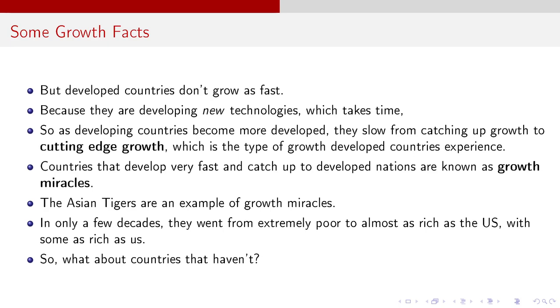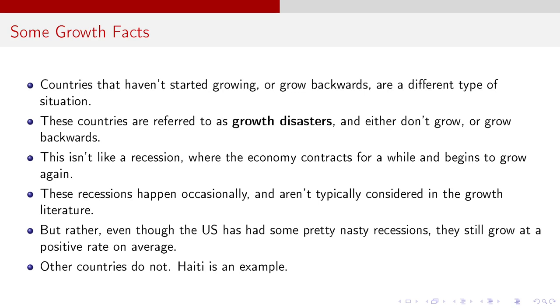Countries that grow very fast and catch up to developed nations are what's known as growth miracles, right? The Asian tigers are an example of growth miracles. In only a few decades, they went from being extremely poor to almost as rich as the United States, with some of them actually as rich as us. So what about the countries that haven't yet? Well, there are countries that haven't started growing or sadly grow backwards, and they're a different type of situation.